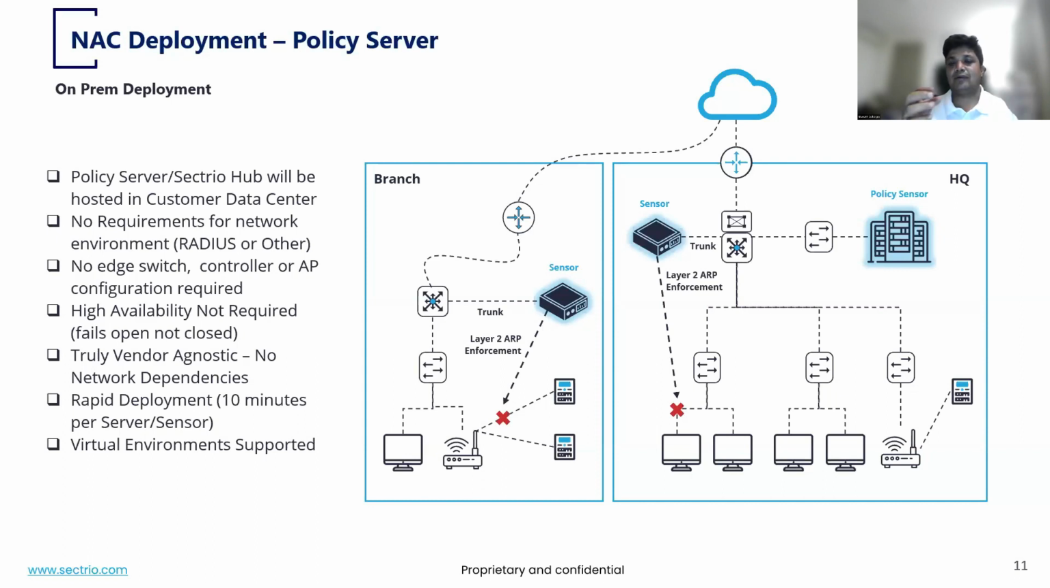So what we're basically doing is we are taking the traffic from the network switch using a trunk port, and on our sensors we do a layer 2 ARP enforcement, and with that, we are able to manage all the user based, the MAC based, and the IP based policies, which allows only secured communication to happen, and also look at the east west communication as well.